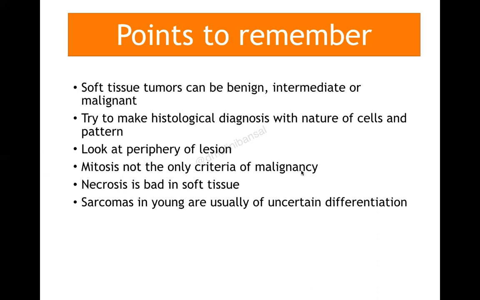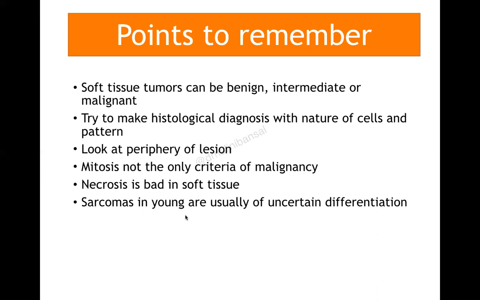Mitosis is not the only criterion of malignancy, and we have certain soft tissue tumors which have a relatively high mitotic rate, like cellular schwannomas, mitotically active schwannomas, and ancient schwannomas. So it is not the only criterion of malignancy. And necrosis, if you see it in a soft tissue tumor, is definitely bad unless it is a pseudosarcomatous lesion like ischemic fasciitis, where you do see some necrosis.